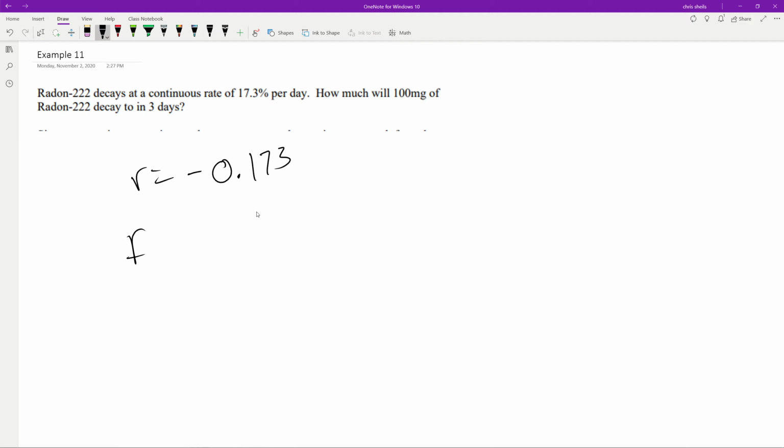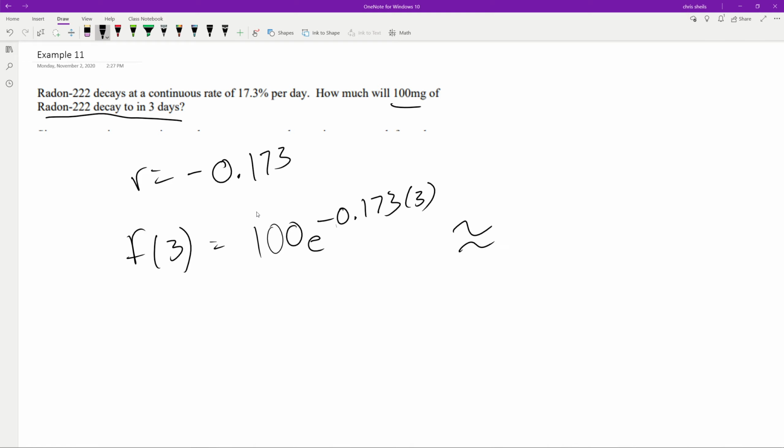Then what do I have here? I have that f of 3, this is the amount of radon 222 in 3 days, is equal to my initial value, 100, times e to the negative 0.173 times 3. And if I plug this into my calculator, I should get about 59.512 milligrams remaining.